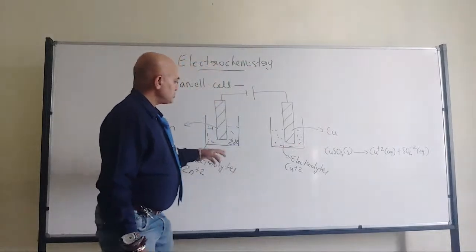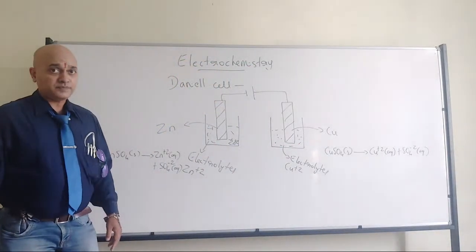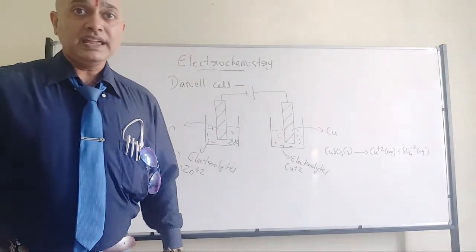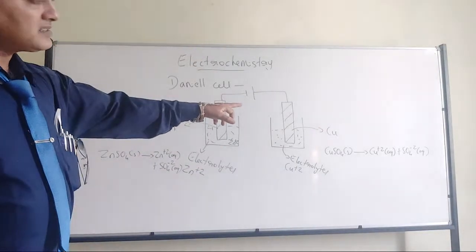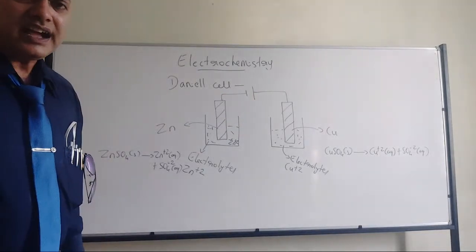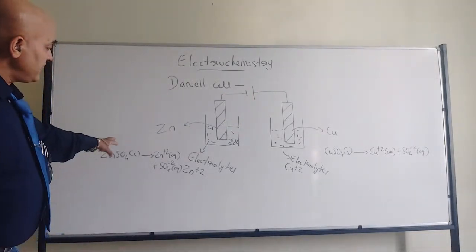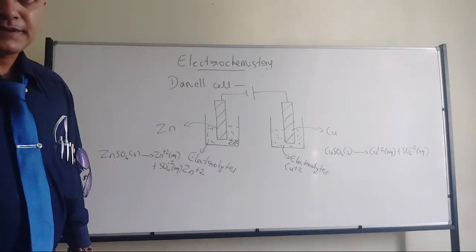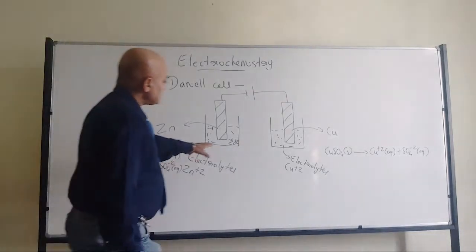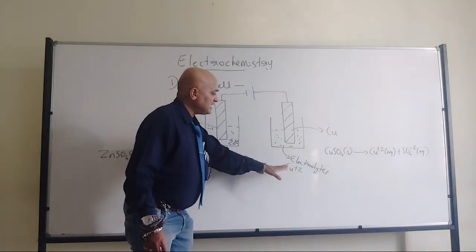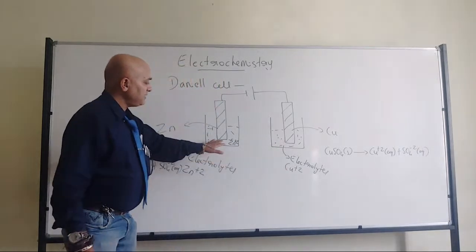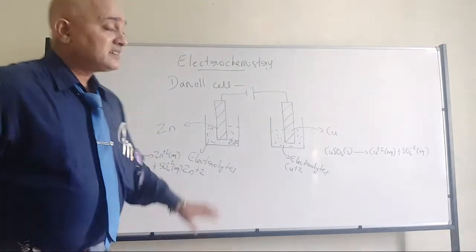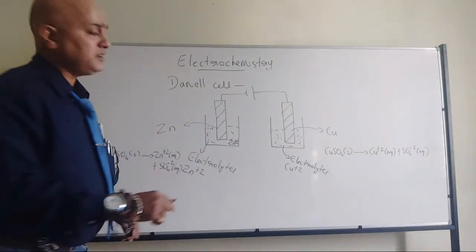Copper sulfate solution, zinc sulfate solution. So in solution form, copper sulfate will not be present as CuSO4. It will get dissociated as cupric Cu plus 2 and sulfate ions. Same way zinc sulfate will get dissociated as zinc plus 2 and sulfate ion. So in these electrolytes, on the right hand side there will be cupric ion and sulfate. On the left hand side it will be zinc ion and sulfate. So that will be the electrolytes which will be used.